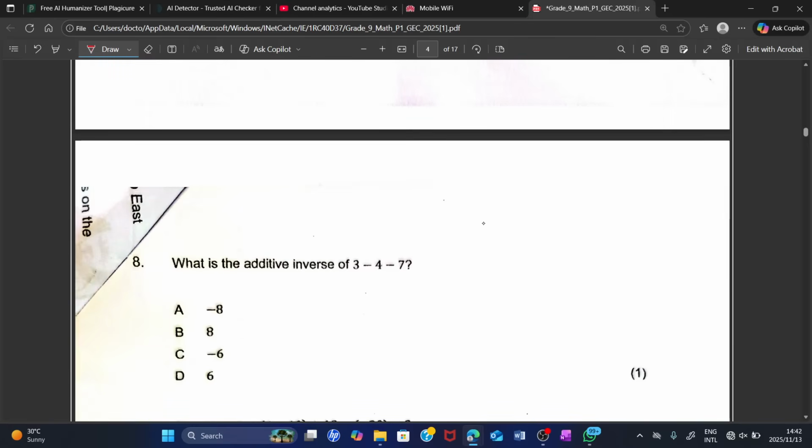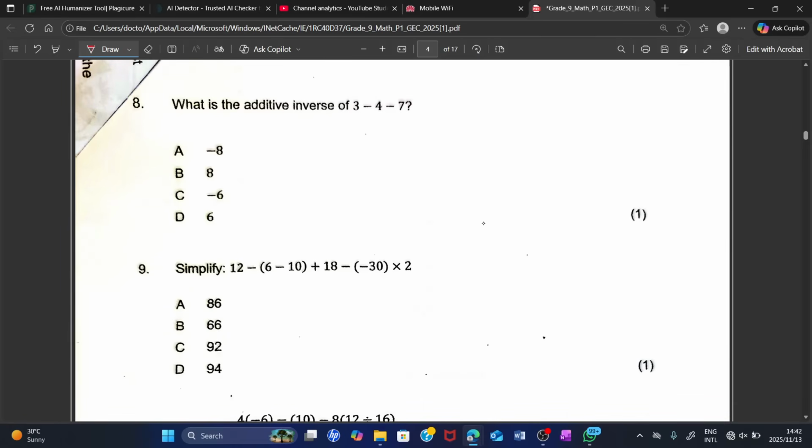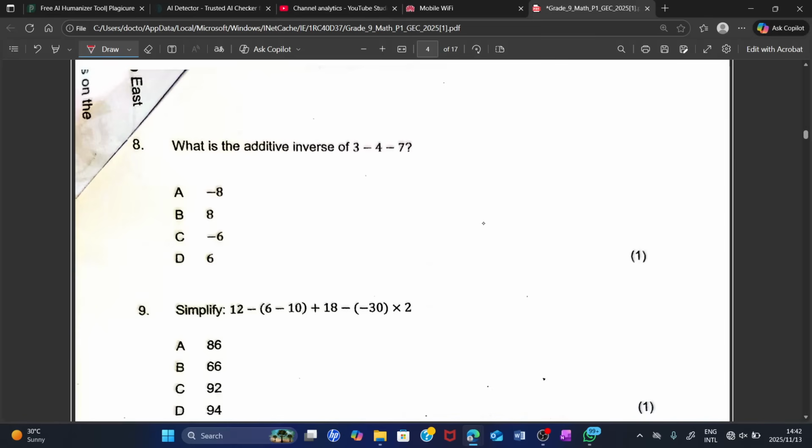Let's see what we have on the next question. I think now we are having question 8. We're going to have question 8 up until question 11 on this one. Now, what is the additive inverse of this number? So what is this number? This one is -1 minus 7, which is going to give us -8.